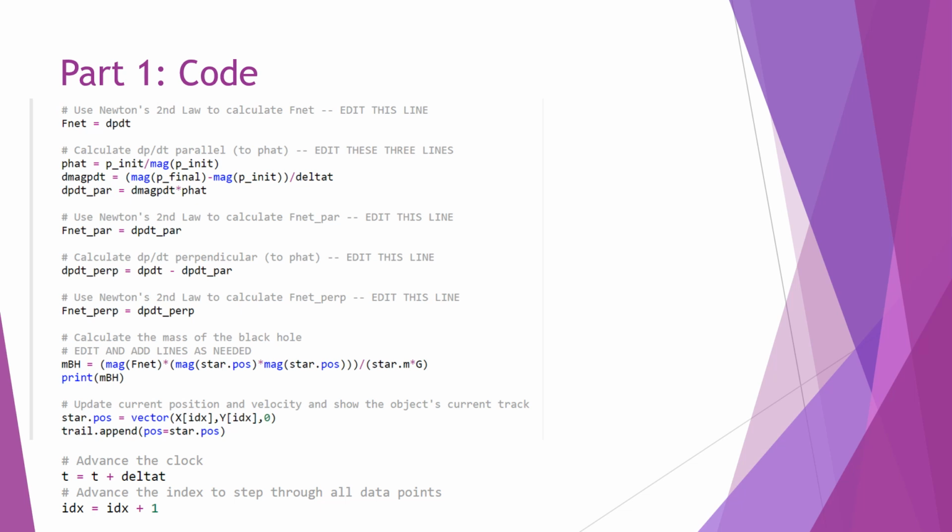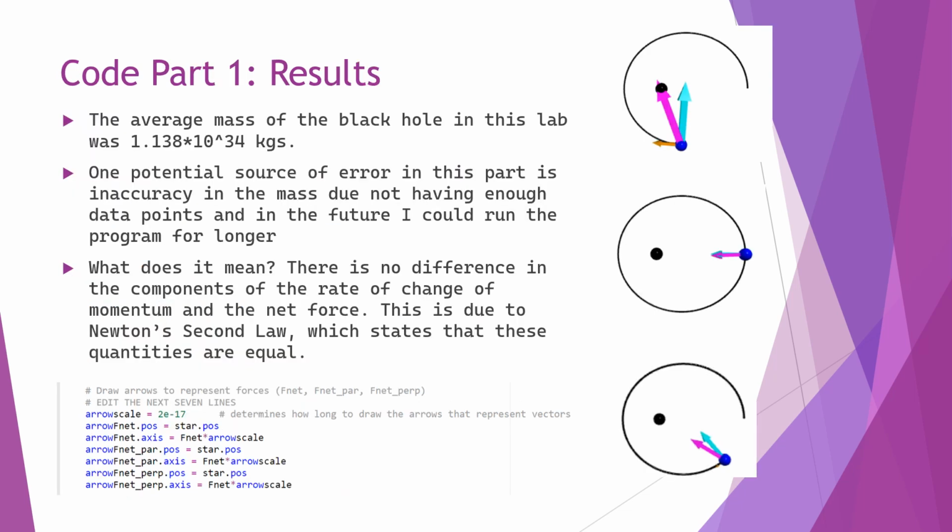To solve for the mass of the black hole, I rearranged the universal gravitation law formula to isolate the mass, and assuming that gravity is equal to F net in this system, I plugged in r squared, the star's position minus the origin, noted by the location of the black hole, F net, the star's mass, and the universal gravitational constant, G. I then ran the program and averaged all of the mass values in Microsoft Excel to produce a final answer. From the simulation, we see that the magnitude of F net is growing, showing the necessity of averaging the mass instead of taking it as it is, since it's proportional to this changing F net. The average mass of the black hole in this lab was 1.138 times 10 to the 34th kilograms.